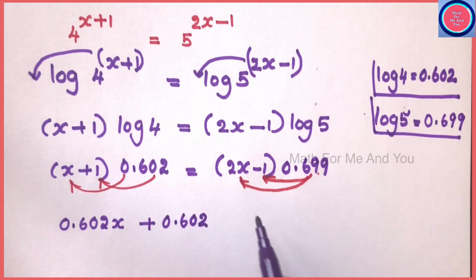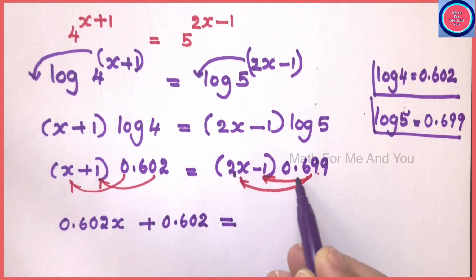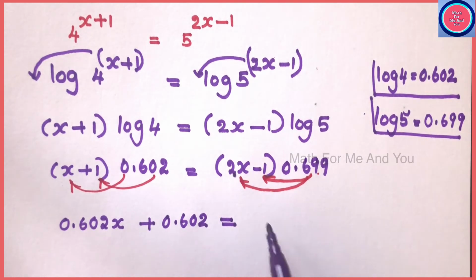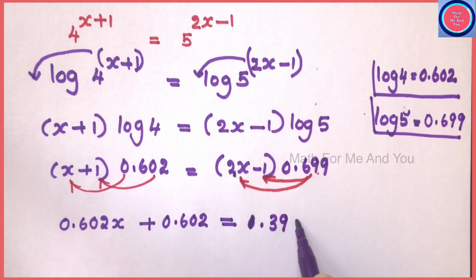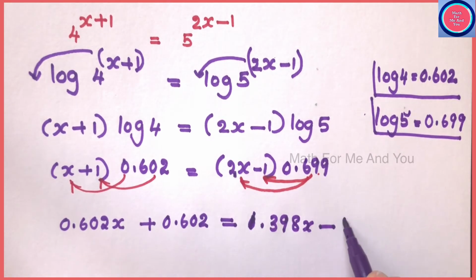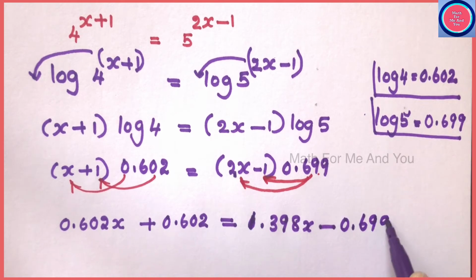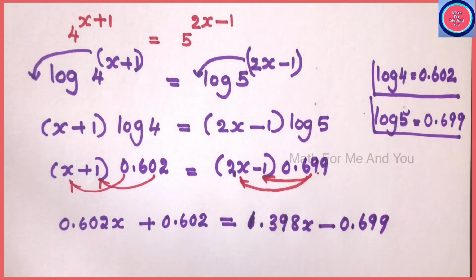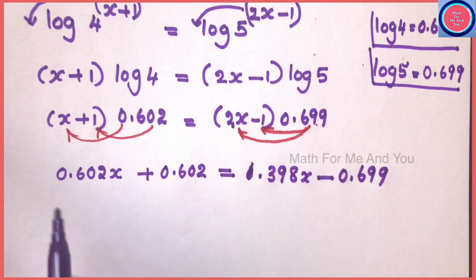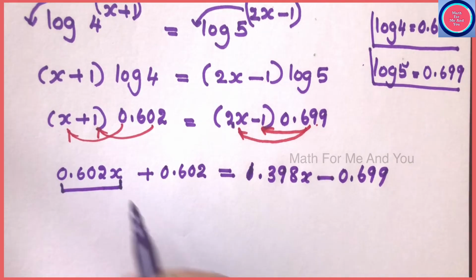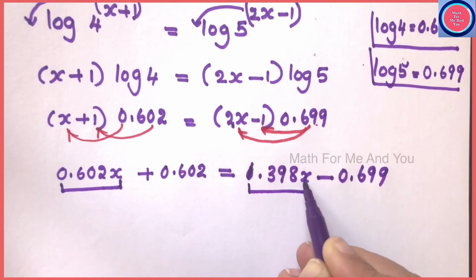Is equal to, on the right side, 2x times a number. So first we can multiply 2 times 0.699. It is 1.398. That much x, 1.398x minus 1 times a number, it is minus 0.699. When we look at the left side and right side of the equation, there is an x term on the left side as well as on the right side.